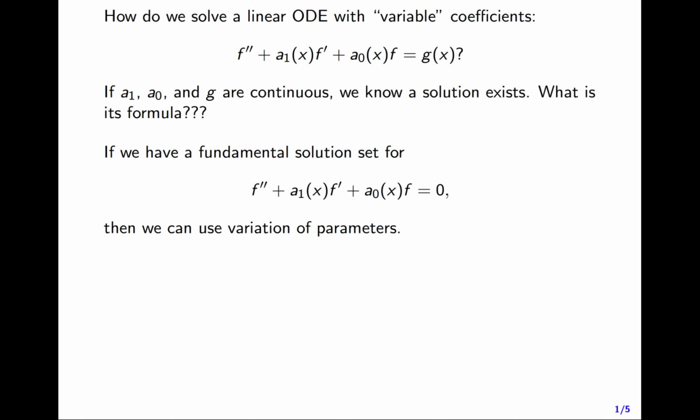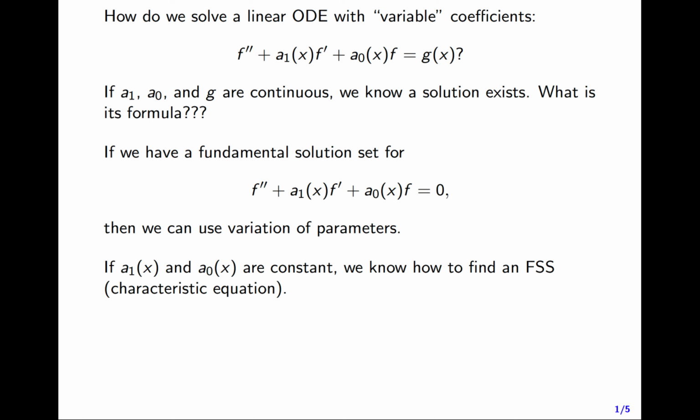We know if we have a fundamental solution set for the homogeneous problem, f double prime plus a1 of x times f prime plus a0 of x times f equals 0, then we can use variation of parameters and get an integral representation for the solution depending on the fundamental solution set and also on g. So how do we find a fundamental solution set? Maybe the better question is to ask that rather than trying to solve the whole non-homogeneous equation.